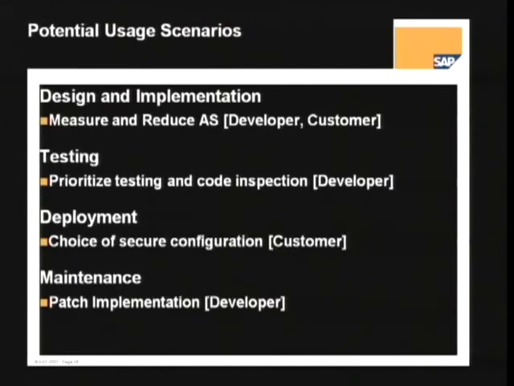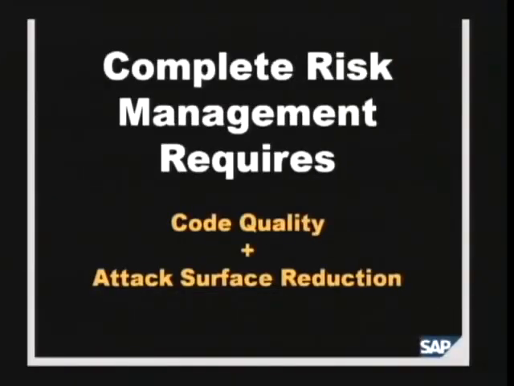Because if you found a security bug and you add a patch to your software, it will be great if the patch wouldn't increase attack surface. It probably solves the problem, removes the bug somehow, right? But it may open some other channels. So that's why the ideal case is adding patches in a way that the attack surface doesn't increase. So what we believe is that complete risk management requires the combination of code quality and attack surface reduction.